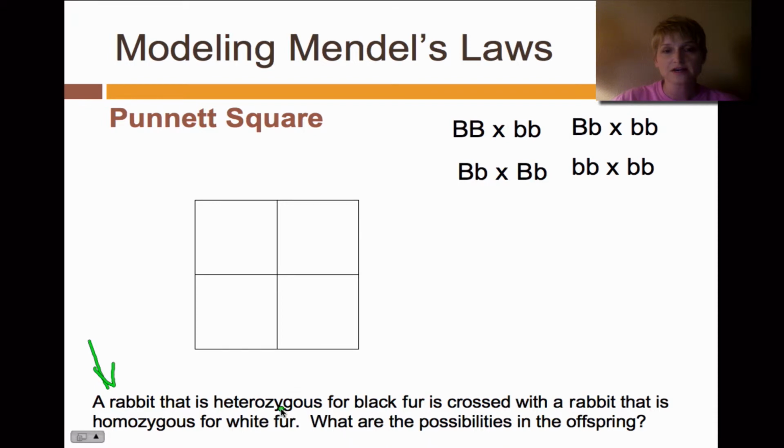So you would have to say, all right, heterozygous for black fur is going to be capital B, lowercase b, and homozygous for white fur is going to be lowercase b, lowercase b, and then you would do your cross and you would figure out your possibilities for the offspring.